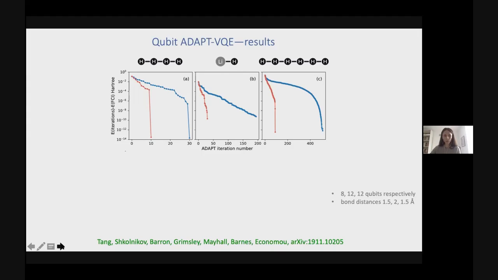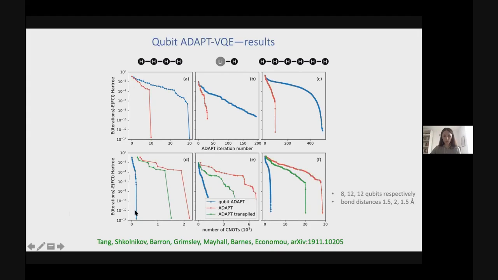However, you could also now ask, how do my circuits look? How many CNOTs do I need in each of these two cases? And now you see that the one that is doing better in terms of number of optimization parameters is doing much worse in terms of CNOTs. And the simple reason is because I had all these operators bunched up in the exponent, and when I factorize them, I generate more CNOTs. So the qubit ADAPT actually performs much, much better, almost by an order of magnitude or more in some cases, compared to this fermionic ADAPT. And we even transpiled the fermionic ADAPT to give it an edge. So we were comparing there.